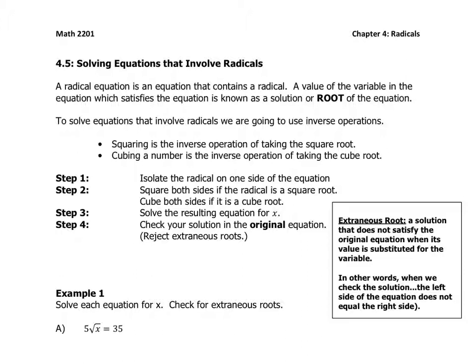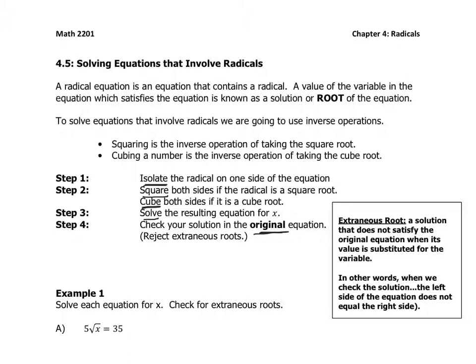The first step is to isolate the radical expression on one side of the equation, and then you would either square both sides if it's a square root, or you would cube both sides if it's a cube root. So isolate, then square or cube, and then you would solve the resulting equation for x. And you should always go back and check your solution in the original equation, and reject what we call extraneous roots.